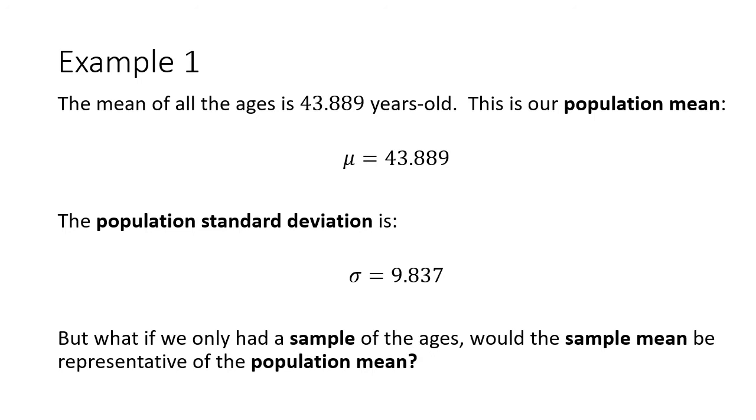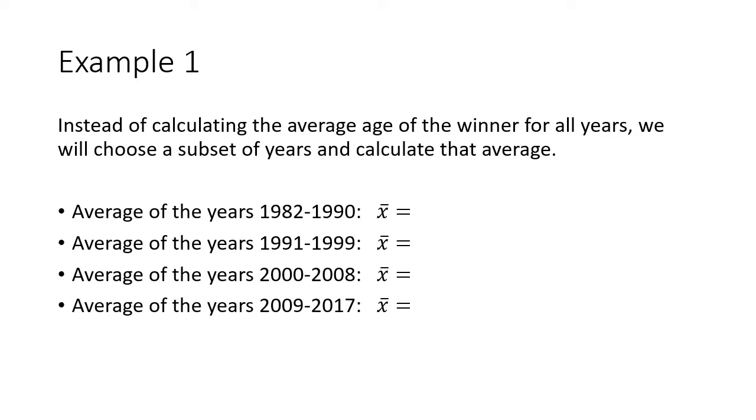The question, though, is what if I only had a sample of the ages? What if I only had some of those ages? Would my sample mean still be representative of that population mean? So instead of calculating the average age of all of the winners, let's say I just had a small subset. I divided these into 9-year increments. From 82 to 90, the average age was 40.667. From 91 to 99 was 46.111. From 2000 to 2008 was 45.222. And from 2009 to 2017, it was 43.556.